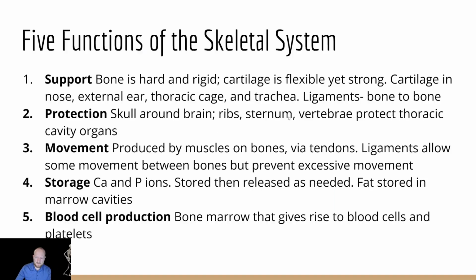So our five key functions of the skeletal system. It's there to support: bones are hard and rigid. We also have cartilage, flexible yet strong, ligaments connecting bone to bone, tendons connecting muscles to bones. Remember, bone is all connective tissue, and its primary purpose is to support our body. It protects. We have the skull around our brain, ribs, the sternum, and vertebrae protect our thoracic cavity organs. It allows us to move by muscles attached to bones via tendons. We have ligaments in between bones to allow movement but prevent excessive movement.